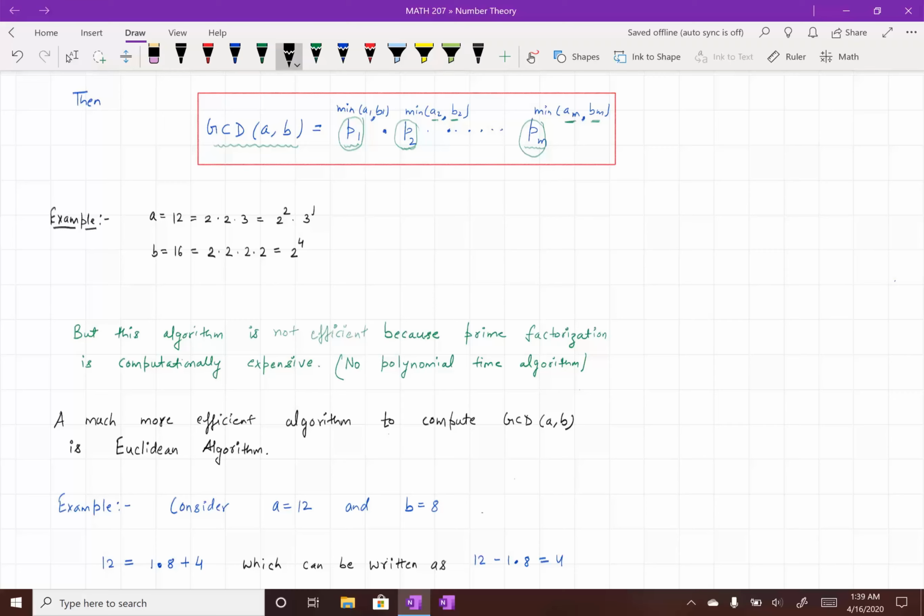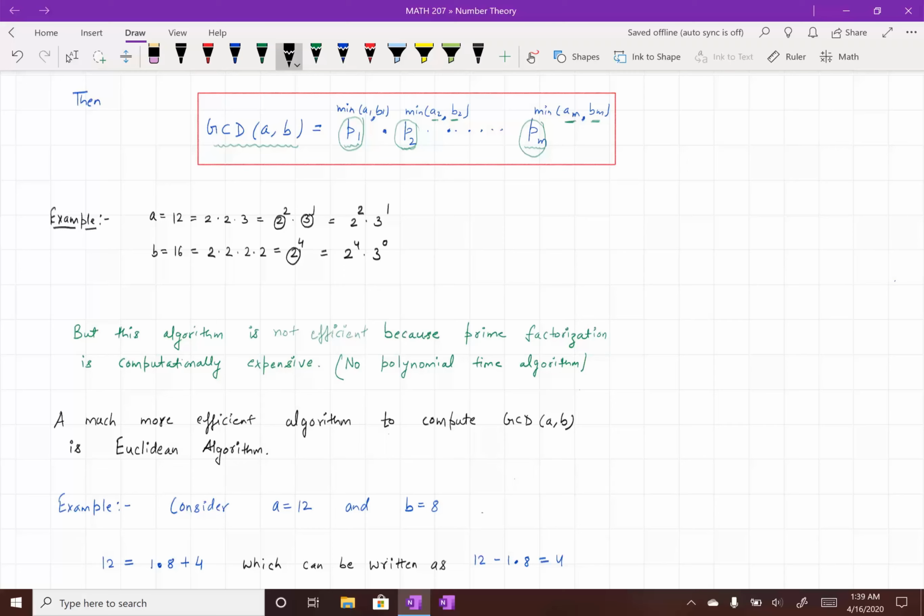In the prime factorization of a, we have 2 primes, 2 and 3. And in the prime factorization of b, we have only 1 prime, 2, appearing. So we can rewrite them, and the prime factorization of a is going to remain the same, 2 to the power 2 times 3 to the power 1. While the prime factorization of b can be written as 2 to the power 4 times 3 to the power 0.